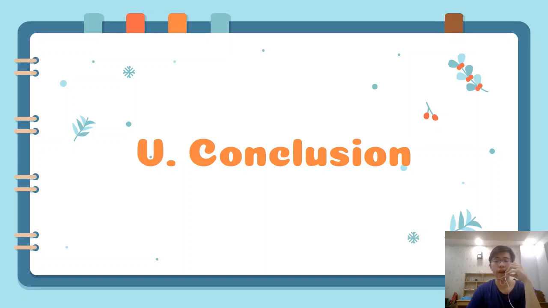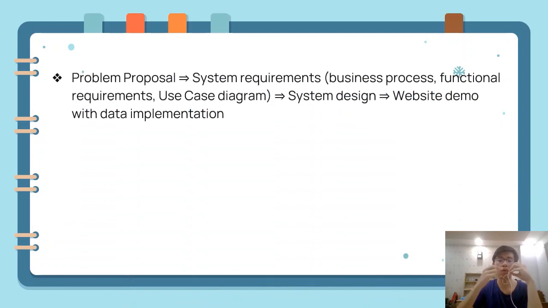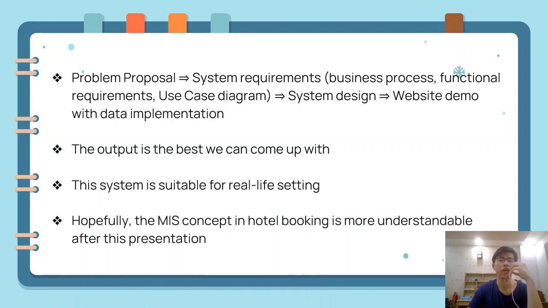Okay, now we're at the end of our presentation. But first, let's sum up a few key ideas. First of all, we proposed the problem with hotel reservations, and then we gave requirements for the system as well as its design. And finally, we input data with a website demo. For us, this is the best output we can come up with, and it should be suitable for a real-life situation. Hopefully, the MIS concept in hotel booking is more understandable and clearer after this presentation.